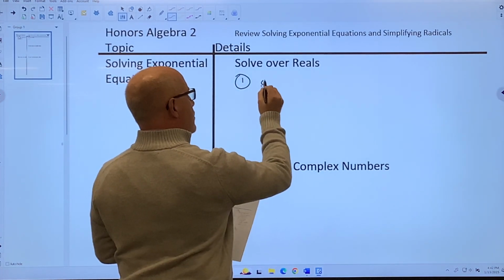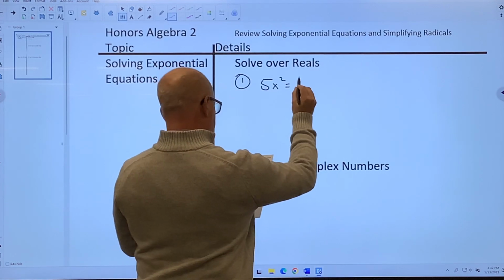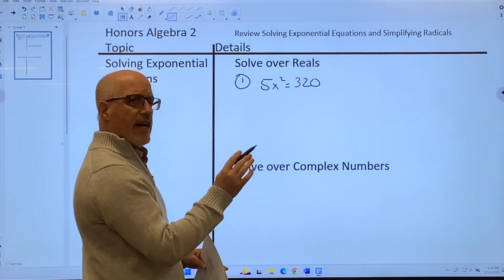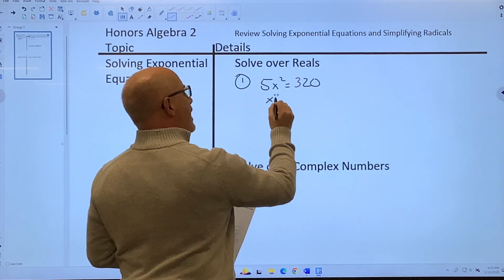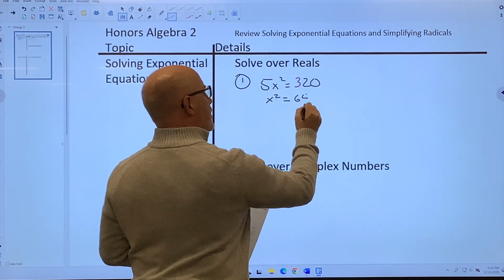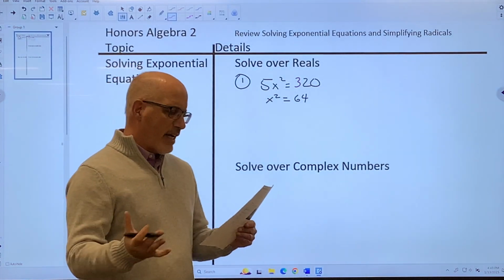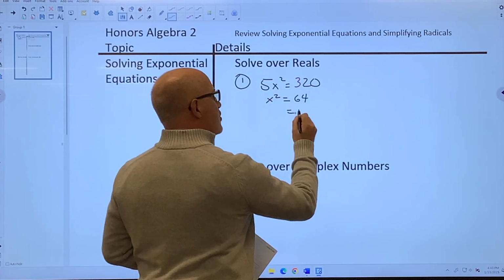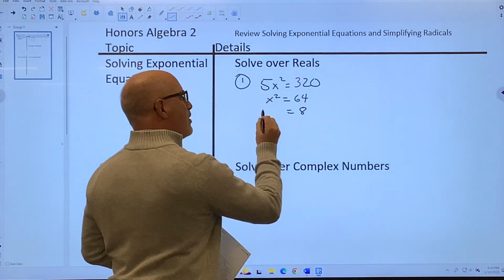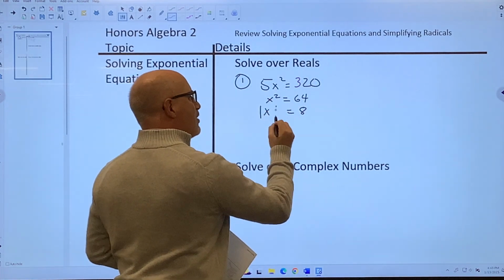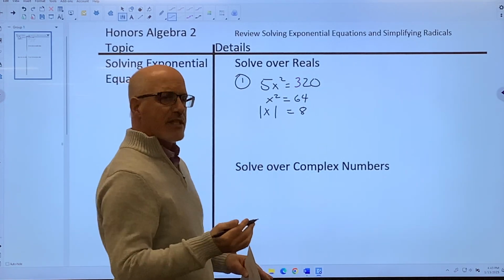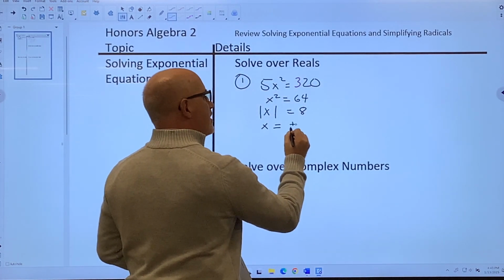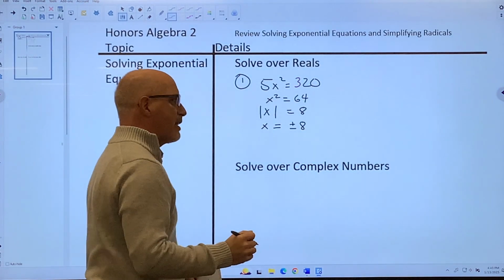First one is 5x squared equal to 320. Now this one, you're going to start by dividing both sides by 5, so you get x squared equal to 64. Then your next step is to take the square root of both sides. The square root of 64 is just an 8, but the square root of x squared is the absolute value of x. We typically will skip this step because we know absolute value produces two answers, and so we'll list it as plus or minus 8 as our answer.